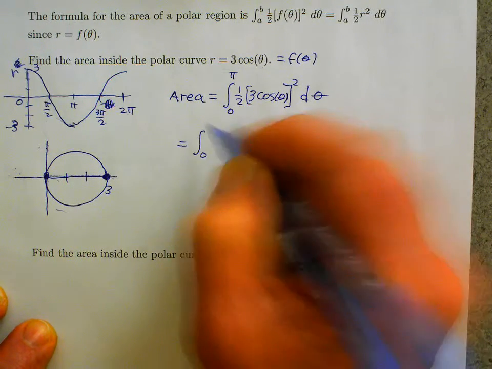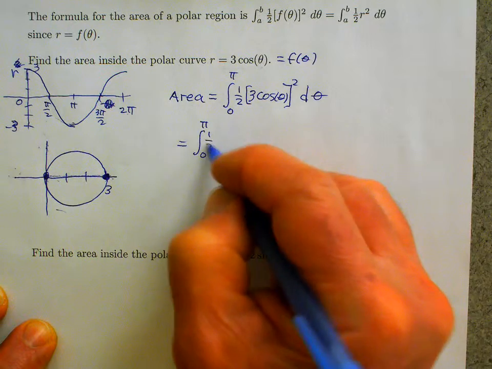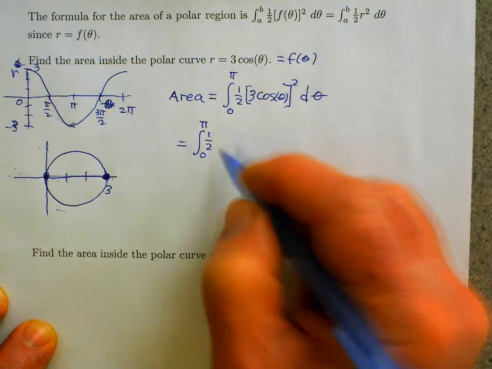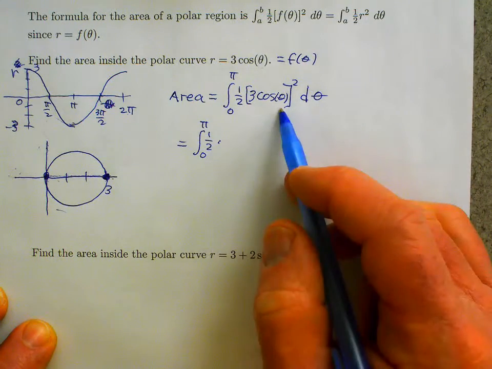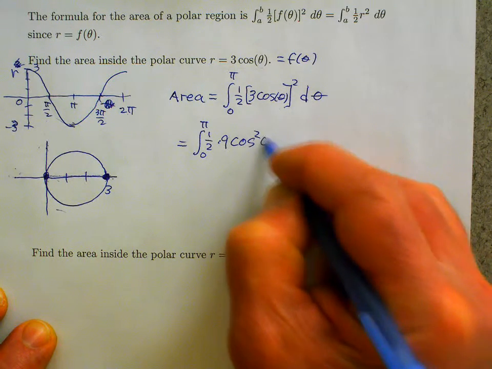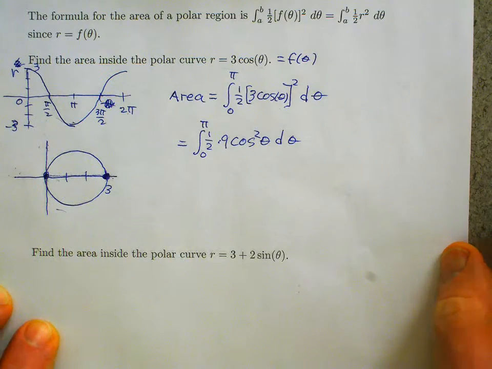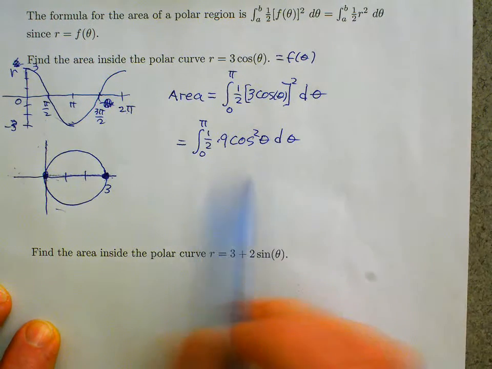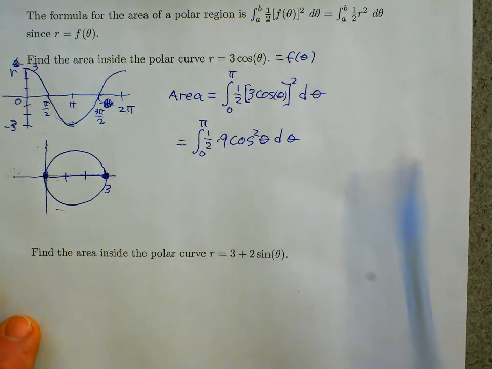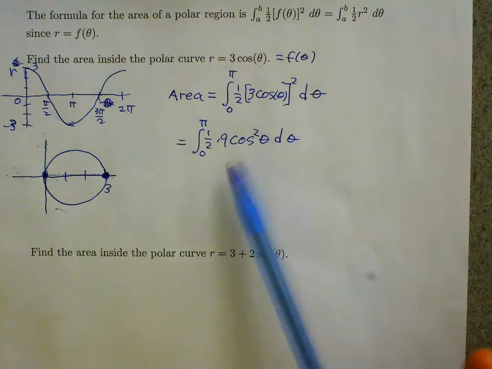So we'll do a little bit more right now. We get 1/2, and then when we square 3 times cosine of theta, we'll get 9 times cosine of theta squared. We can come back and evaluate this if we have time a little bit later, but we've evaluated integrals like this before.